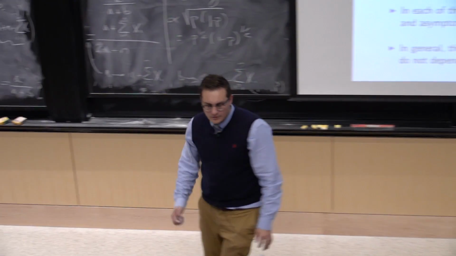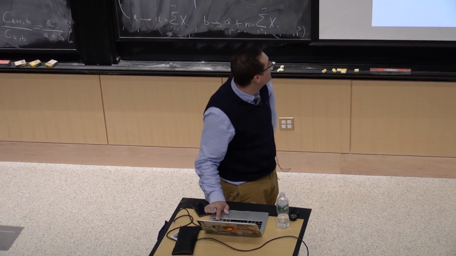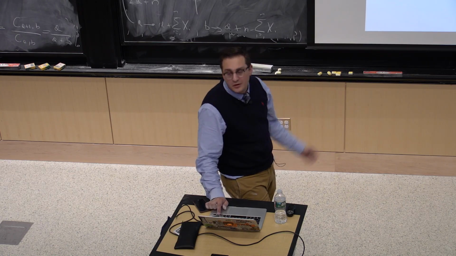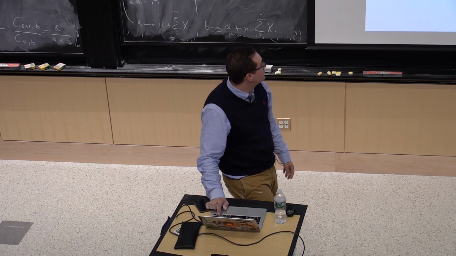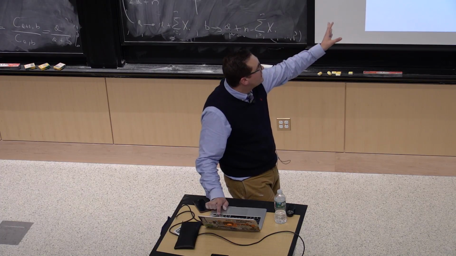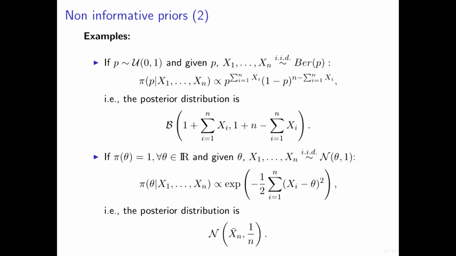Okay, and in the second example, we actually computed the posterior to be this guy. Here I can just read off what the expectation is, right? I don't have to actually compute the expectation of a Gaussian. It's just xn bar. So when I have a non-informative prior for a Gaussian, then I have basically xn bar.